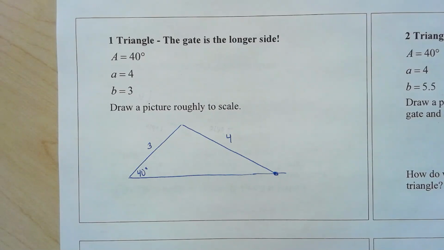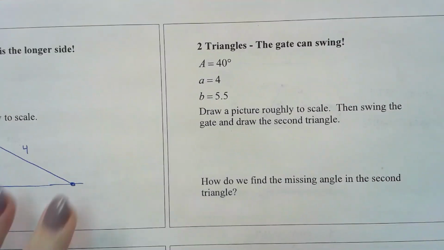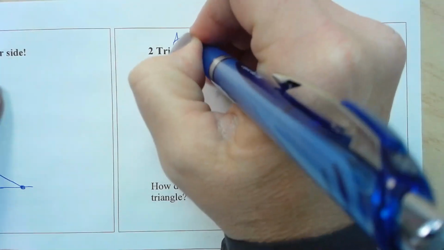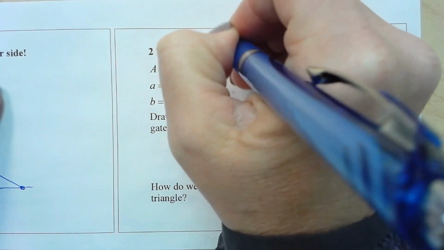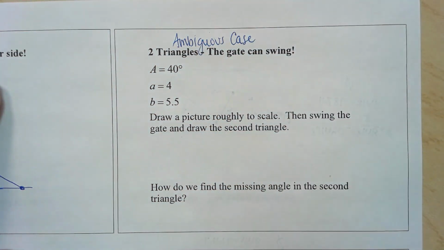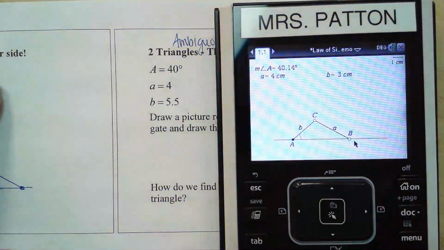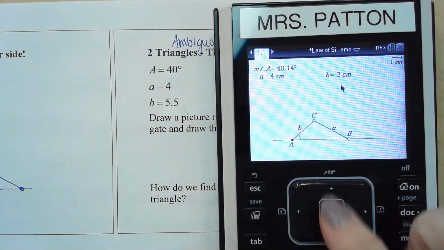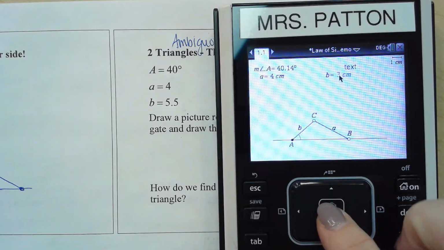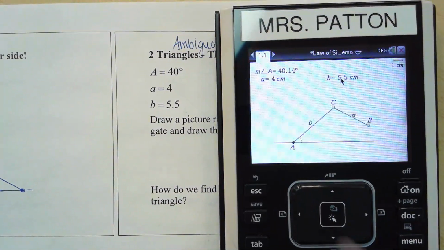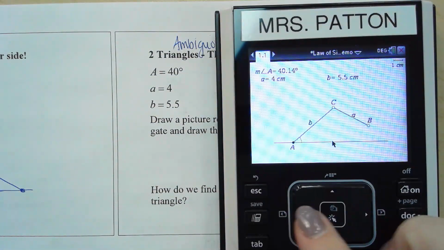Okay? All right. So let's talk about this case. This is called the ambiguous case. Let's write that down. And what's happening here? Let's go back to the calculator. What does it mean when I say the gate can swing? So A is still 40, A is still 4, the side A, and now I want B to be 5.5. Okay, so kind of like back where we were on the front.